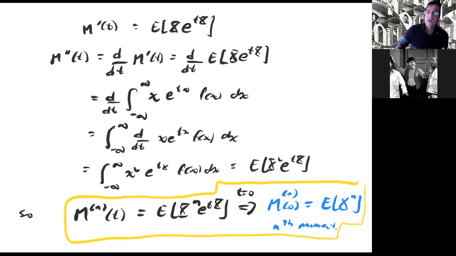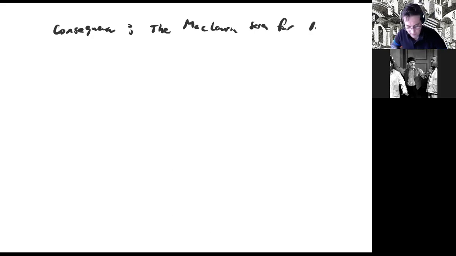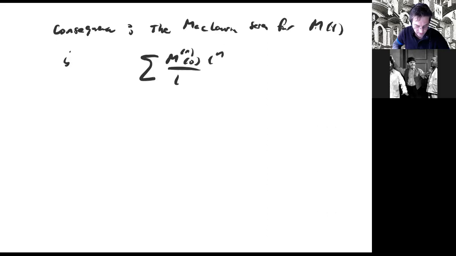And I want to talk about a consequence of that. The consequence is this: the Taylor series, the Maclaurin series for M of t is given by the sum of the nth derivative. This is the definition of the Maclaurin series, t to the n over n factorial.